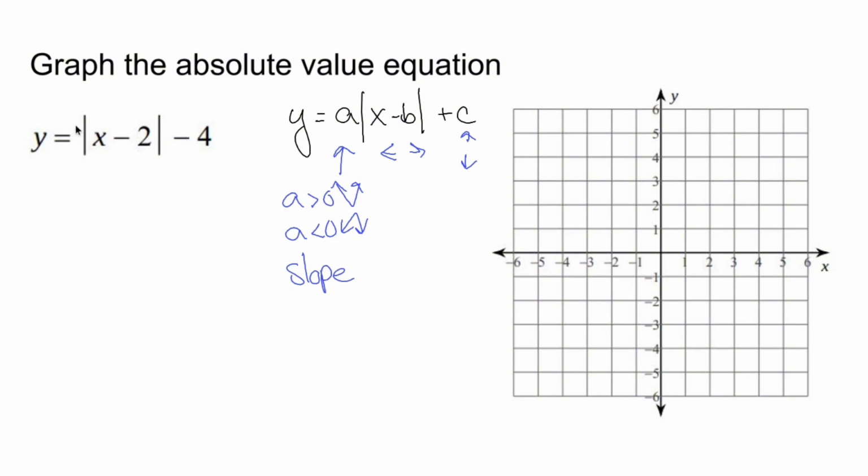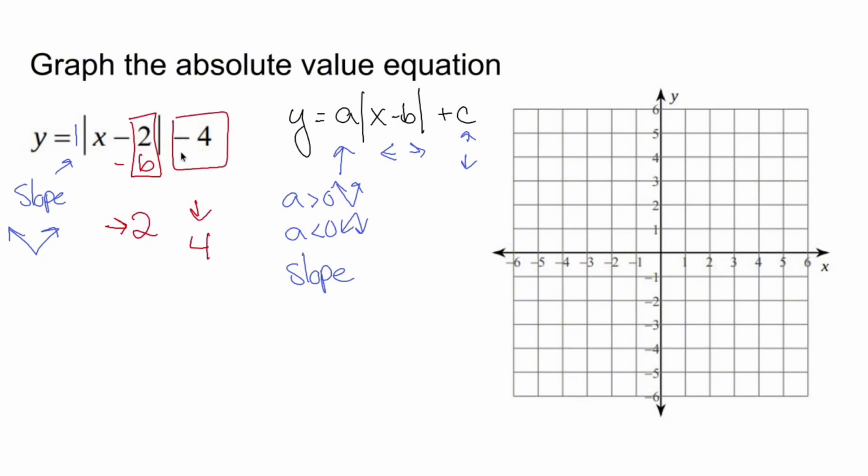So when I look at this, I have an invisible 1 living in front of my absolute value, which means my slope is going to be 1s opening up like that. Okay, that's my slope. Now you have to be careful. This is x minus b. So if I'm comparing this to x minus b and negative 2 equals negative b, that means b equals 2. So I'm going to move it to the right 2. So basically it's opposite from what we're used to. C here is minus 4, so we're going to start out by moving down 4.